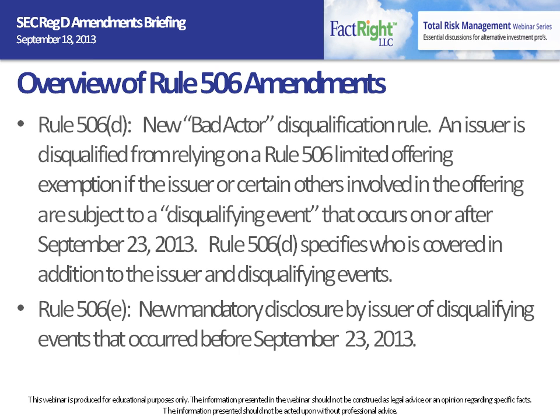In addition to the bad actor disqualification rule, which applies to disqualifying events that occur on or after September 23rd, the SEC added another new rule, 506(e), that mandates disclosure by issuers of disqualifying events that occurred before September 23rd, 2013. And again, it's those disqualifying events that are set forth in Rule 506(d). And we'll talk in more depth about those amendments as well.